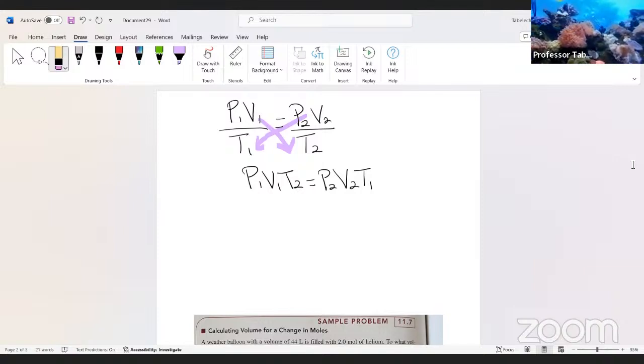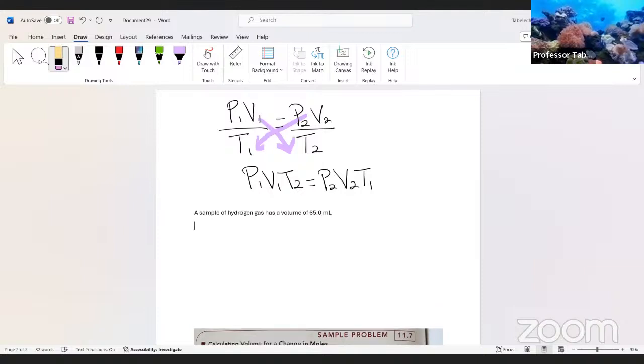So I'm just going to do this then, okay? For those of you guys that are here with me, you can see this one, right? I'm just going to type it so you all can see it, okay? It says: a sample of hydrogen gas has a volume of 65.0 milliliters at a pressure of 0.992 atm and a temperature of 16 degrees Celsius.